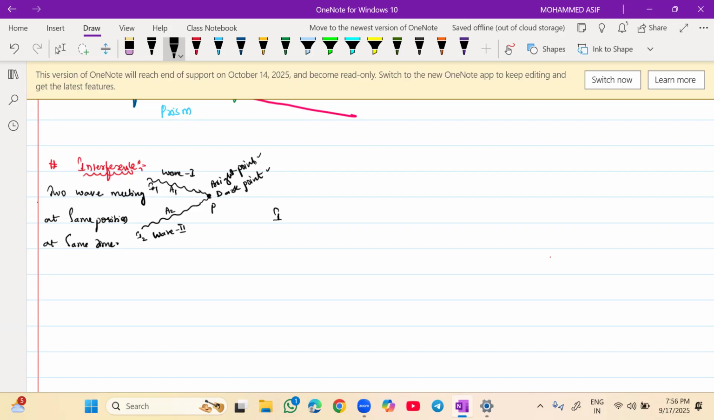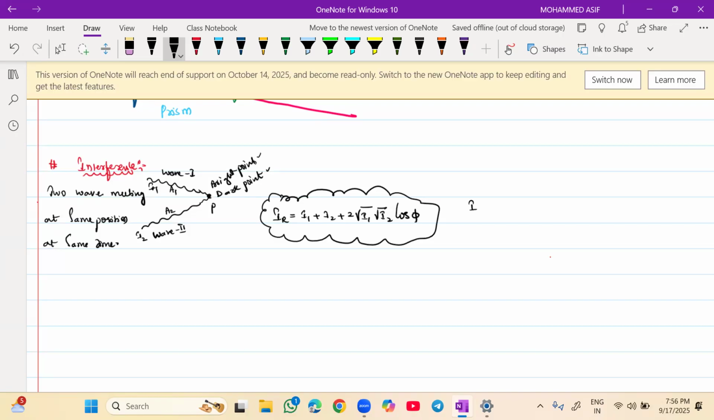So resultant intensity is calculated by the formula: I resultant at a point P will be equal to, if I'm writing square here right now, I'll write in terms of IR. So I resultant will be equal to I1 plus I2 plus 2 times under root of I1 under root of I2 into cos of phi. Phi is the angle between them, so angle between the two waves. So resultant intensity is equal to this much.